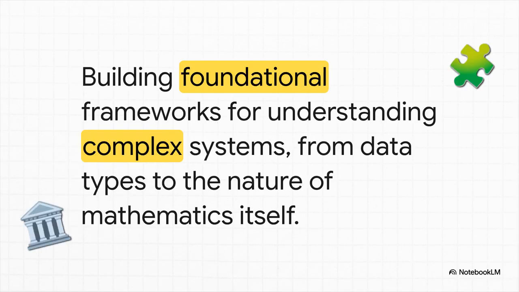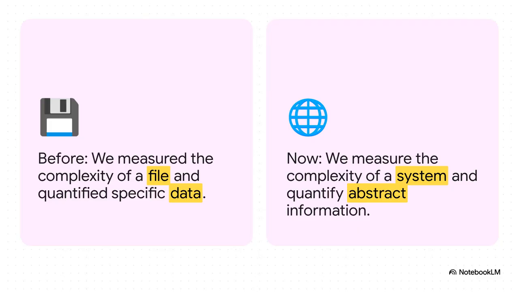So what's the common goal of all this crazy-sounding stuff? Well, it's actually pretty simple. They are all attempts to build rock-solid frameworks for understanding really complex systems. We're talking everything from how an AI learns all the way to the fundamental nature of logic itself. It's all about finding and describing the underlying structure. This really is a revolution in how we think. Before, we had ways to measure the complexity of a specific, concrete file. Now we're building the tools to measure the complexity of an abstract system. It could be a set of rules, a network, a whole logical structure.